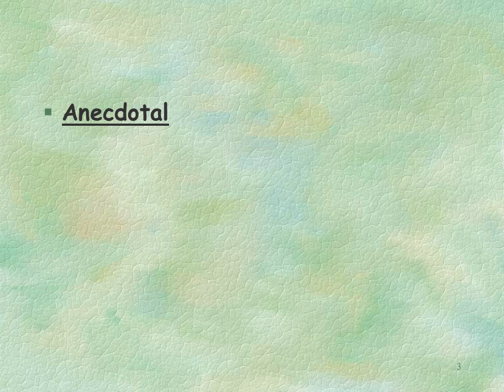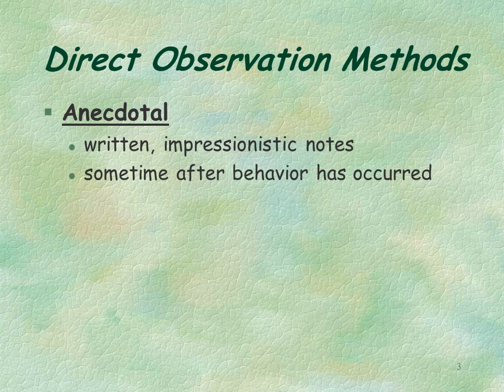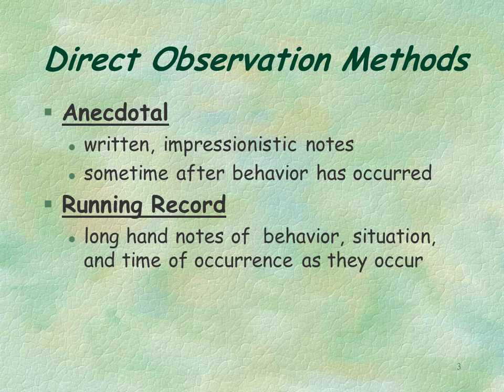The simplest form of direct observation is anecdotal recording. Anecdotal recording is simply keeping a running log or writing down notes as things happen. It is not planned in any way, and it's actually something that I use when I go into a situation and I'm not really sure what I'm looking for. So the advantage of anecdotal recording is you don't have to plan ahead of time. You don't have to know what you're looking for.